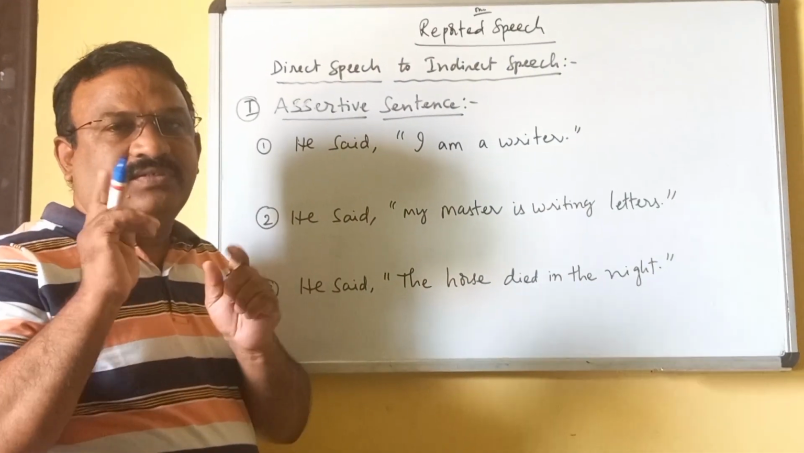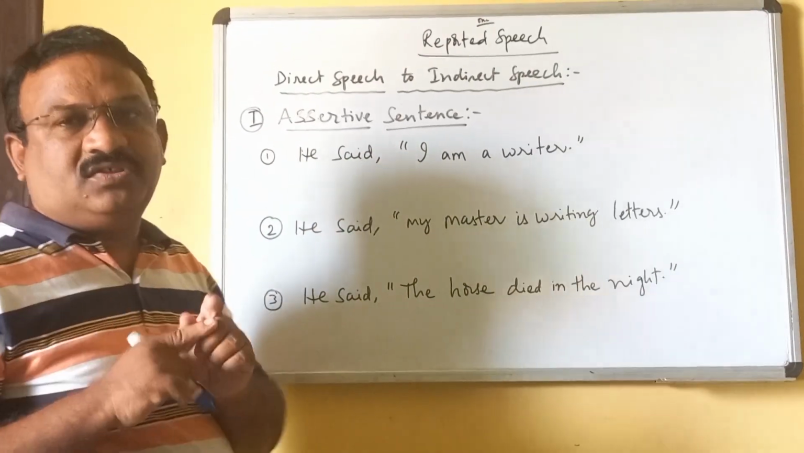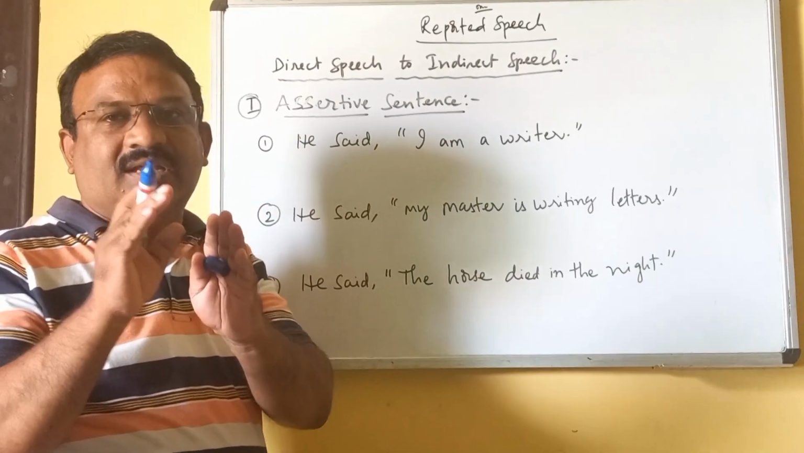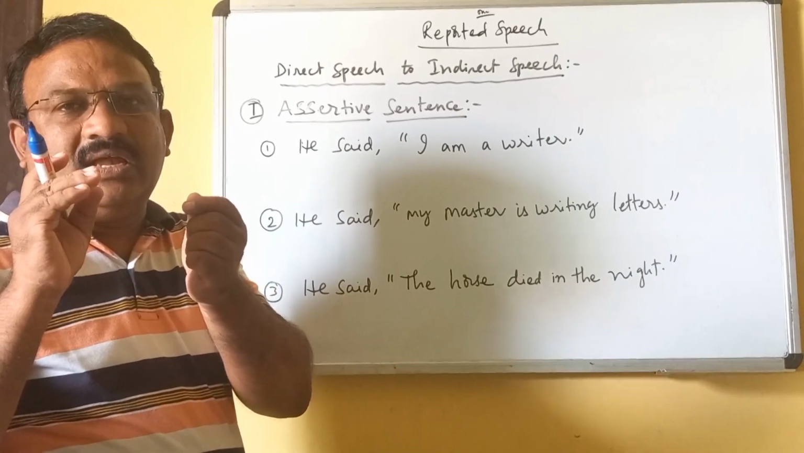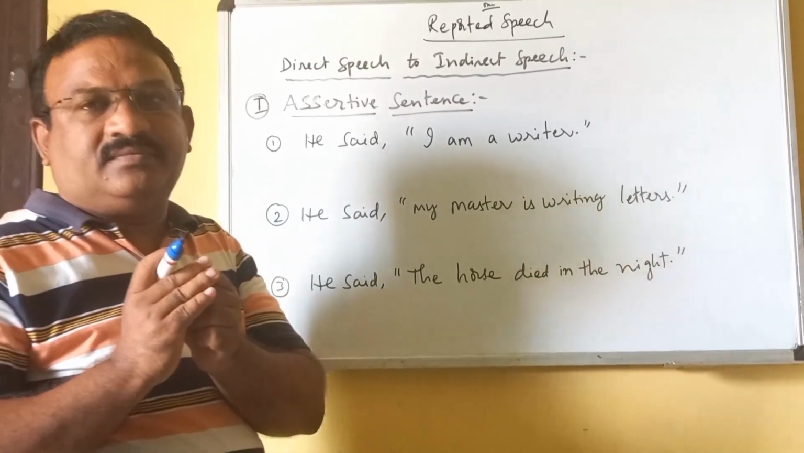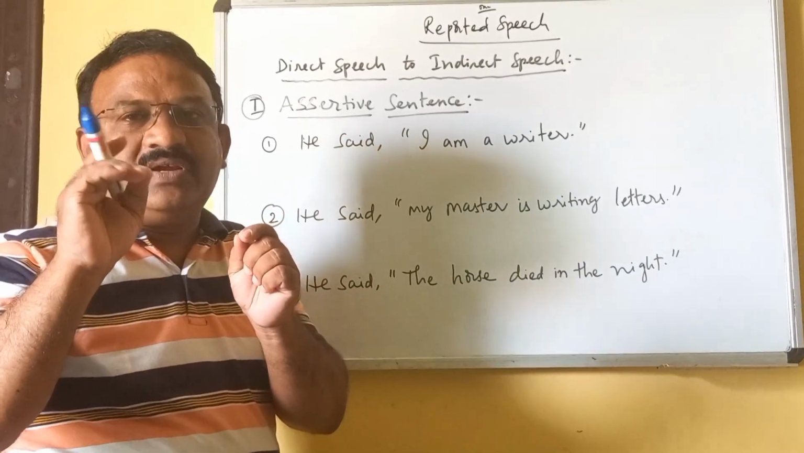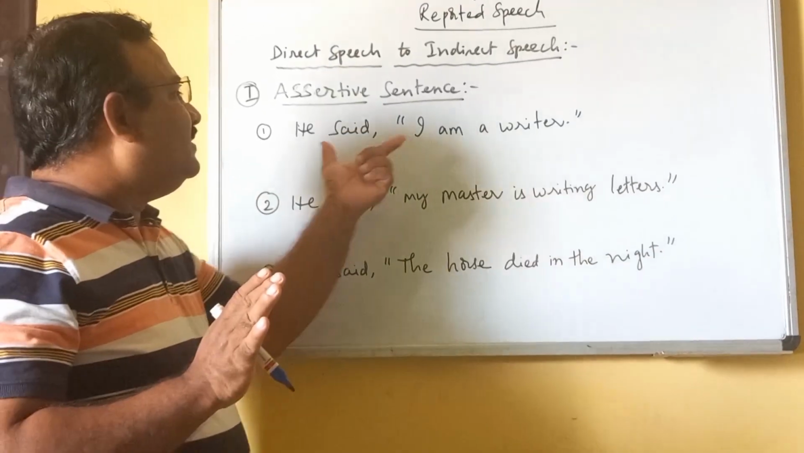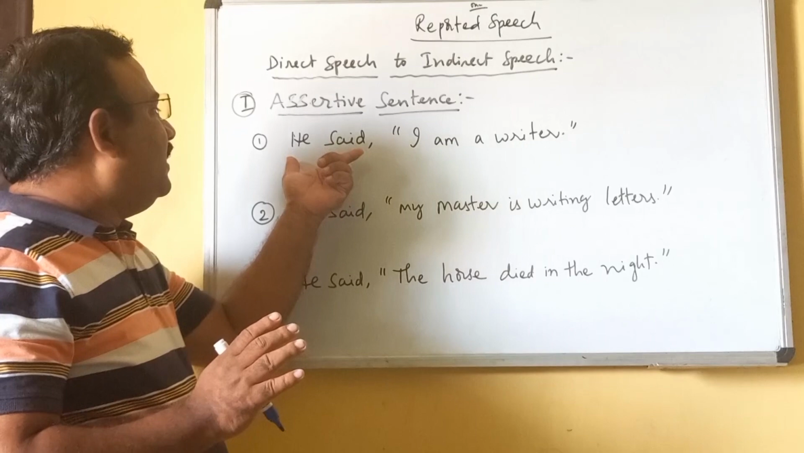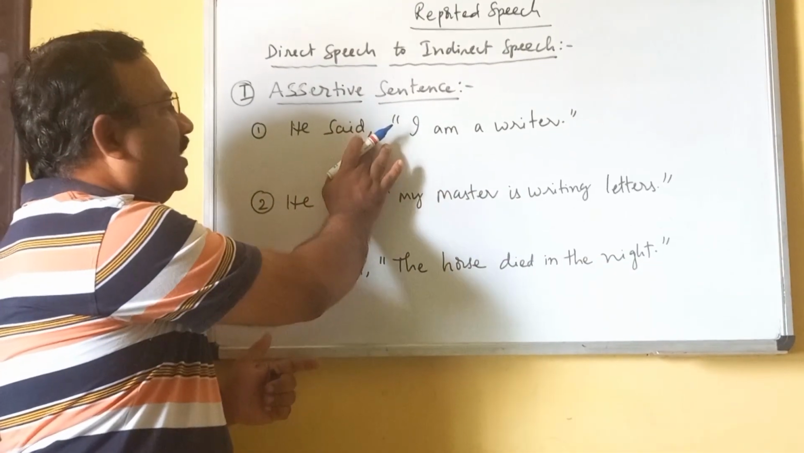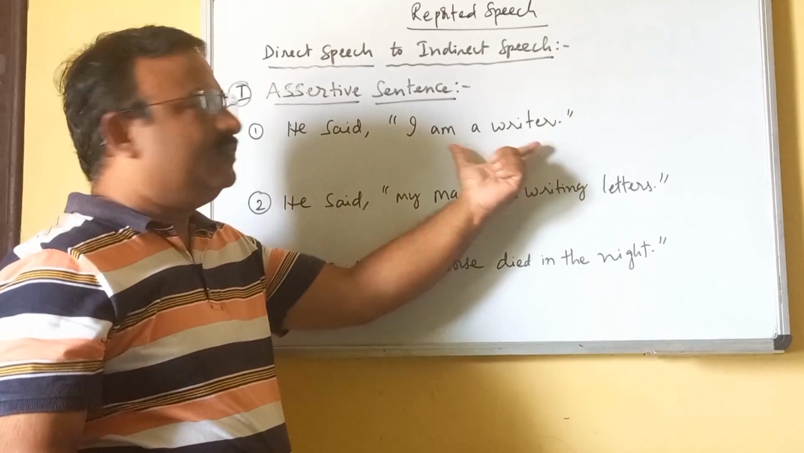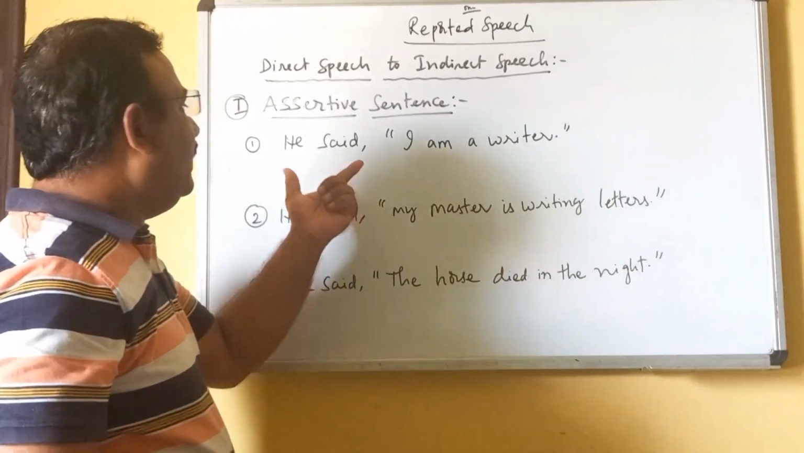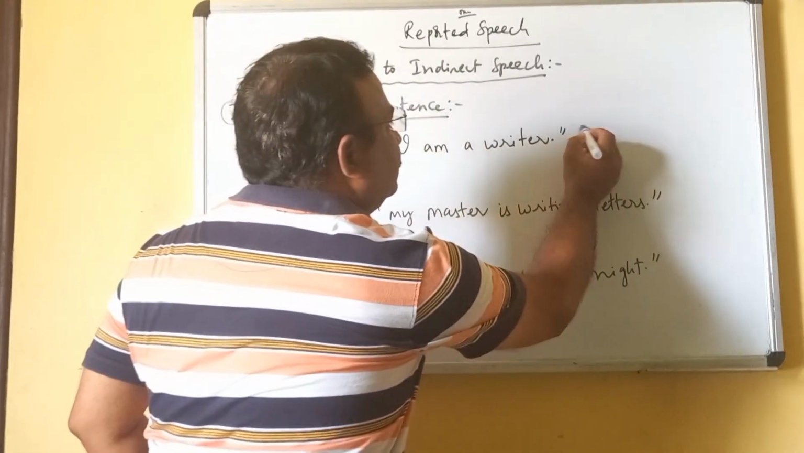First, what is direct speech? Already I told you in the first video. A sentence which gives the actual words of the speaker, quoted without any changes, is direct speech. Here, he said, comma, I am a writer. This is the reported part, in inverted commas. This is direct speech.